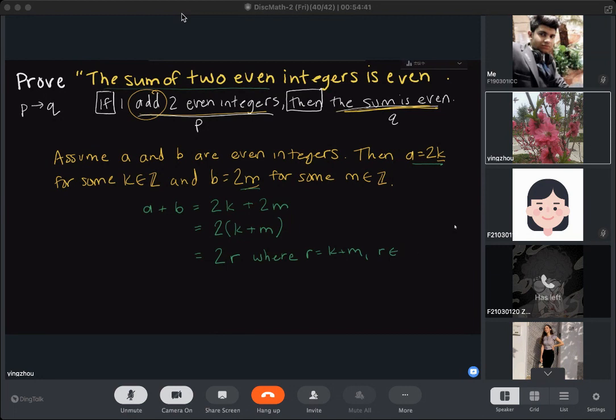That's that z, but you get the idea. So what I said is when I'm adding these two even integers, I get some other even integer. So therefore, the sum of two even integers might be b.